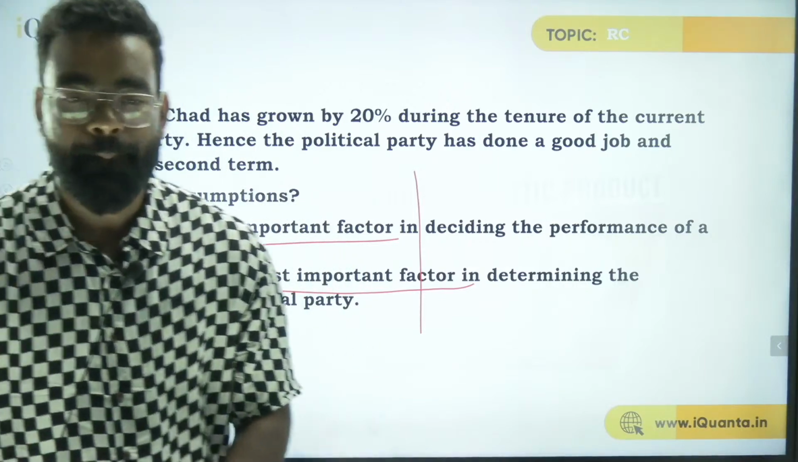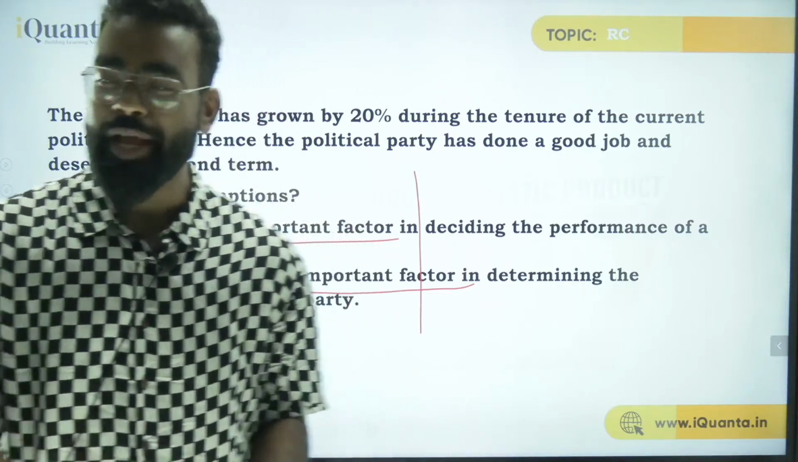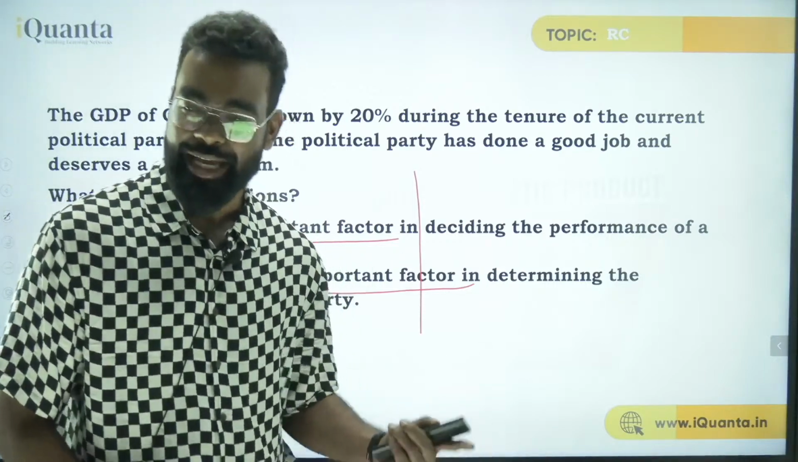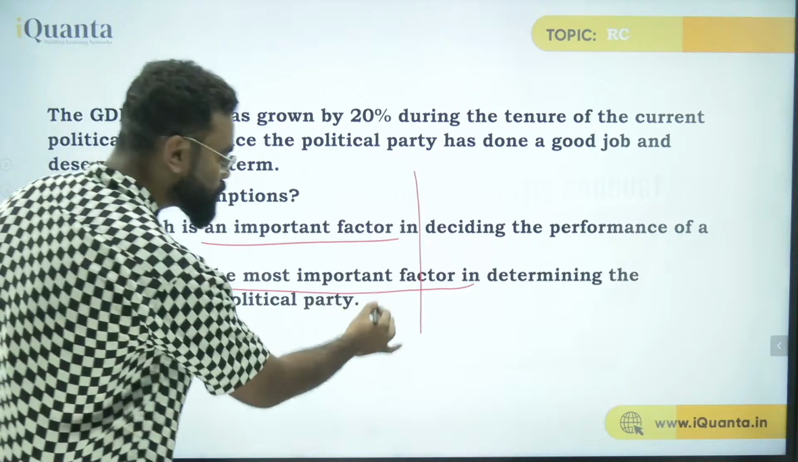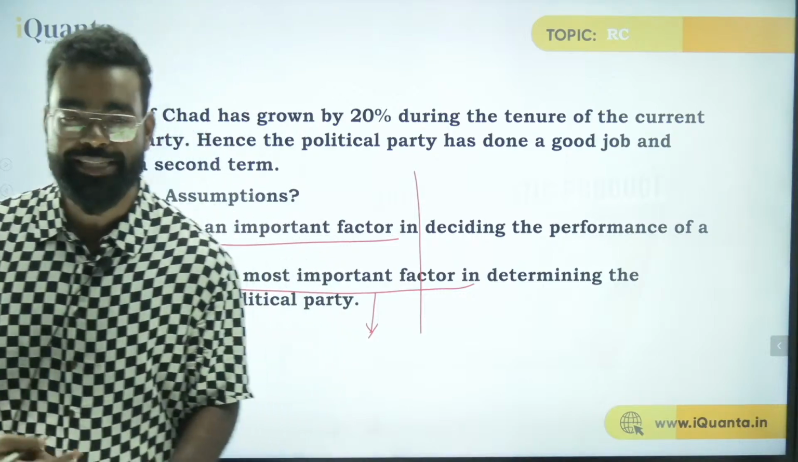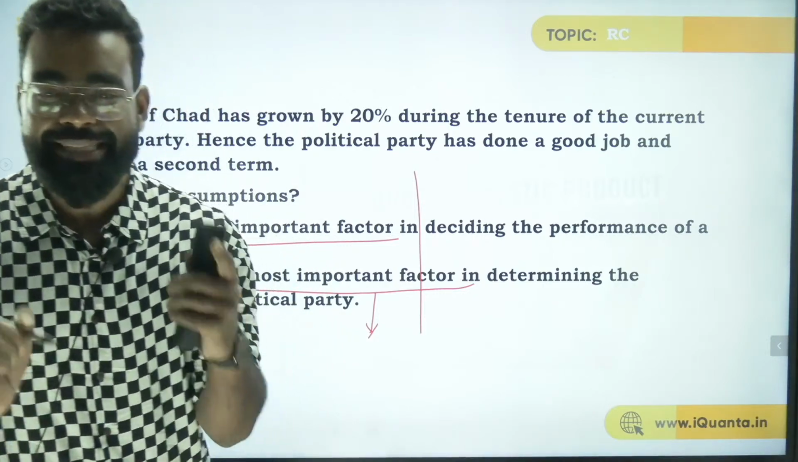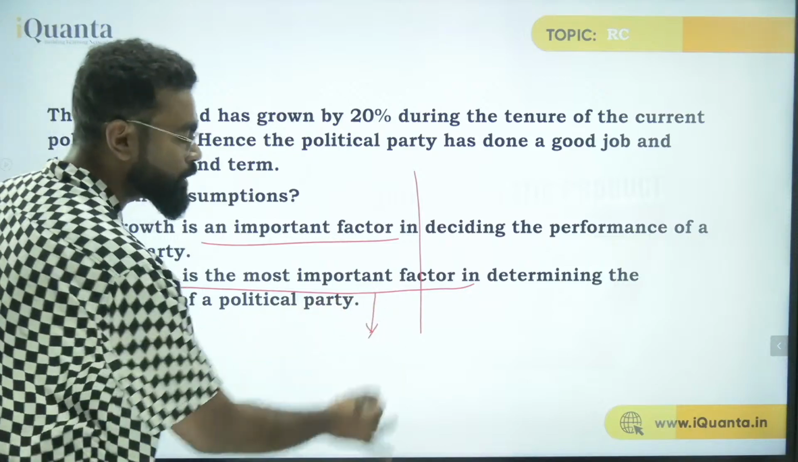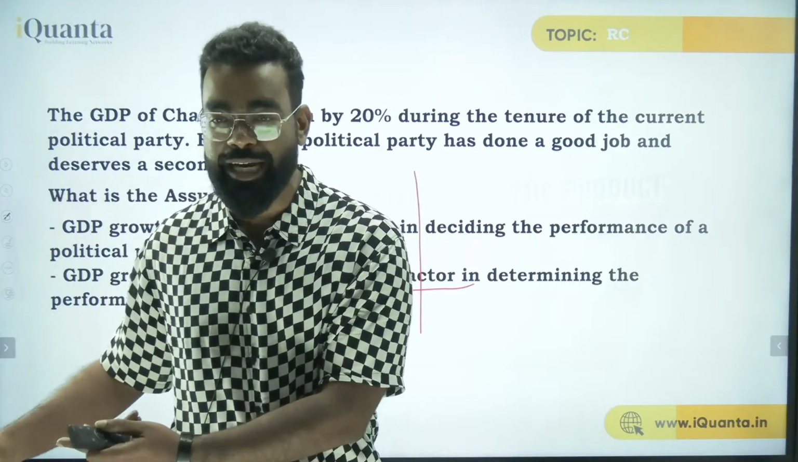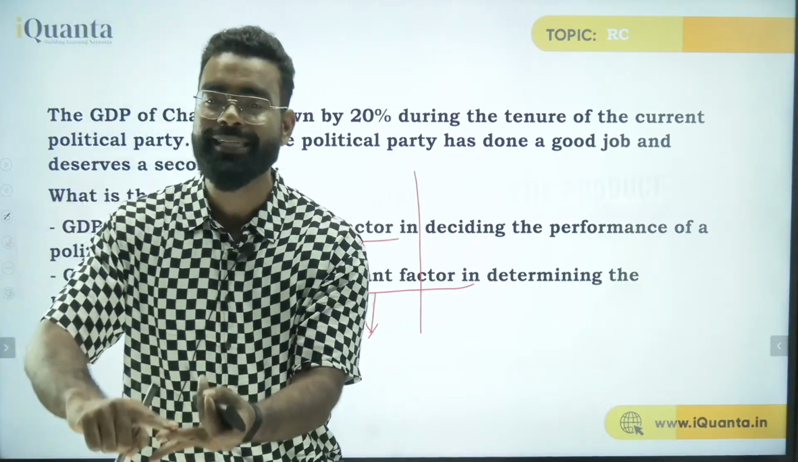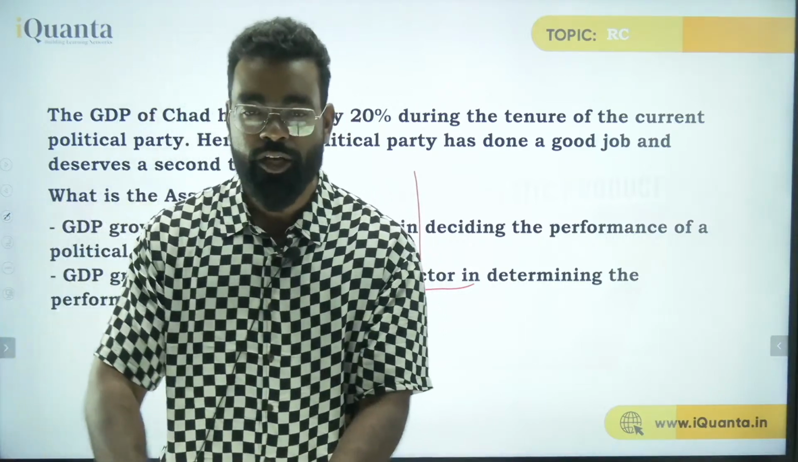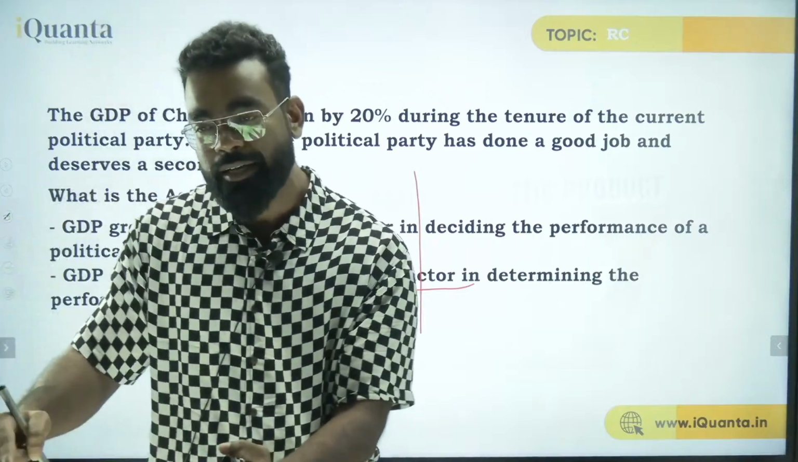Now let's discuss again. What I'm going to do now is make you understand which is more in the strengthening section and which is more in the assumption section. The second statement is basically more for strengthening, because I'm saying it is the most important factor. If it is not the most important factor, it can still be a deciding thing. Let's say we have GDP, we have a happiness index, we have an employment rate, and all of these are important factors, and GDP is one of them. That reason can still validate re-electing.